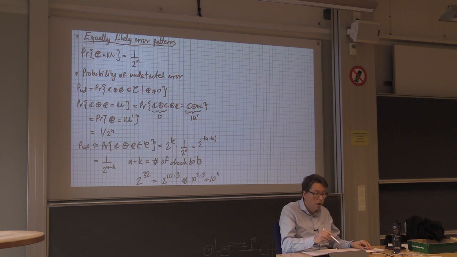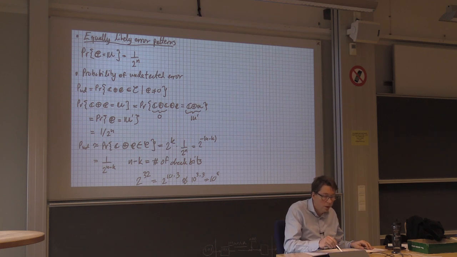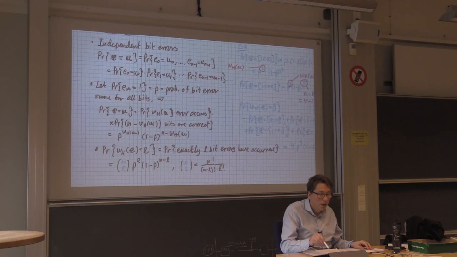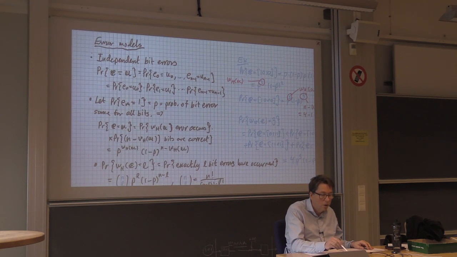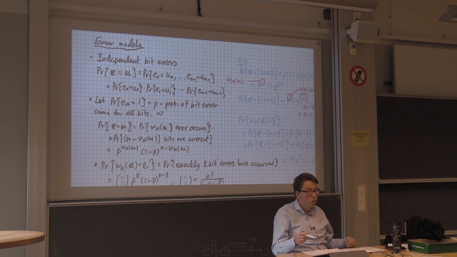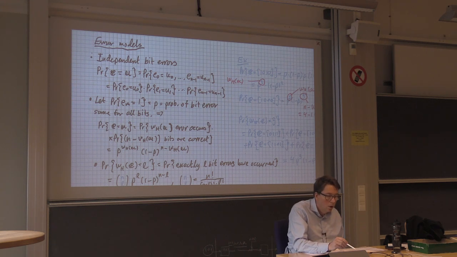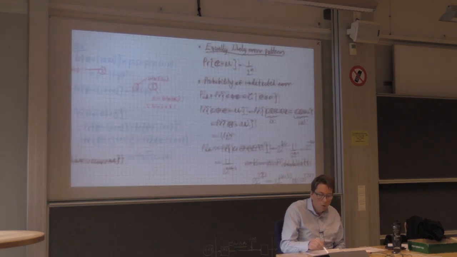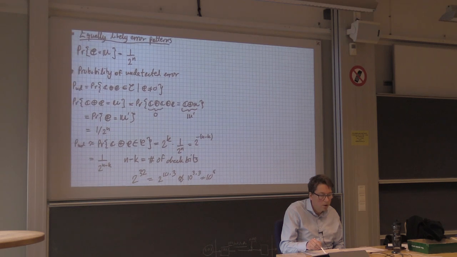While in the case where we have independent bit errors, the minimum distance is important, because then few bit errors are more likely to happen than many bit errors. Okay, so now we have one more error model to talk about, and let's see what is important in that case.